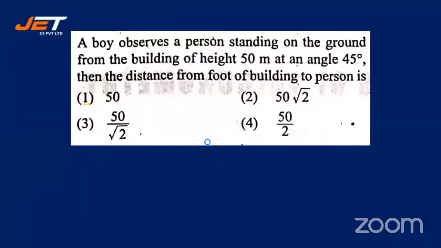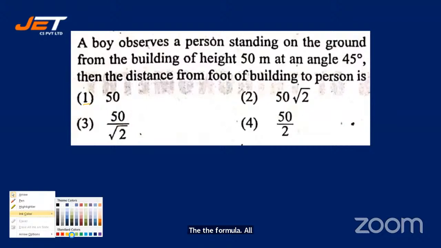The first question is: a boy observes a person standing on the ground from the building of height 50 meters at an angle of 45 degrees. Then the distance from the foot of the building to the person is dash. Do you understand the question? You have to find the distance from the foot of the building to the person. I'll give you a clue: you can use the tan theta formula. Quickly work it out and tell me.